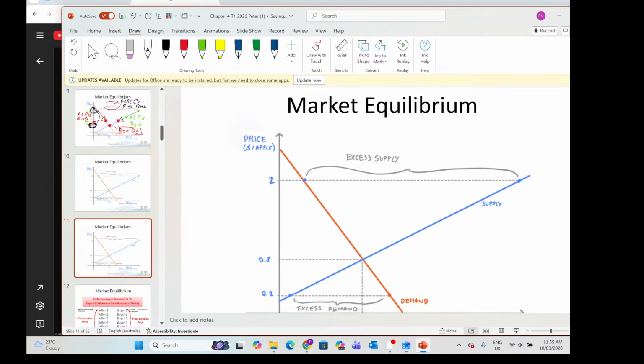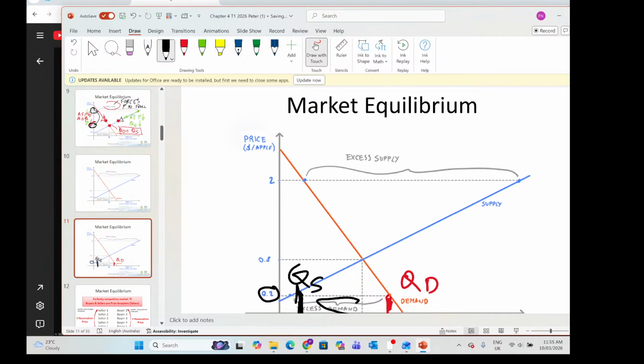What about when the market price is below the equilibrium? What's going on down at the bottom is that the quantity being supplied is very small. The quantity being demanded is very big. Here's the quantity being demanded here. Here's the quantity being supplied on the left. You can see that there's now more demand than there is supply.